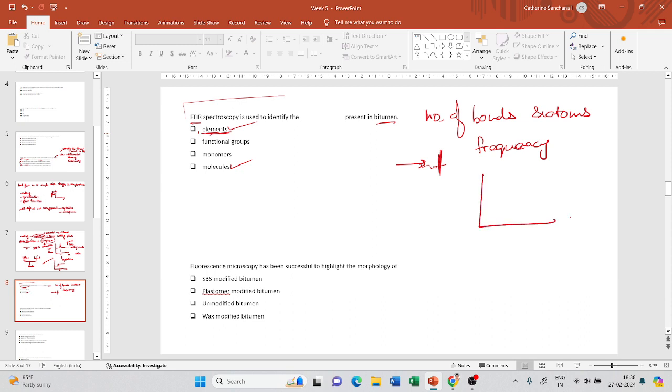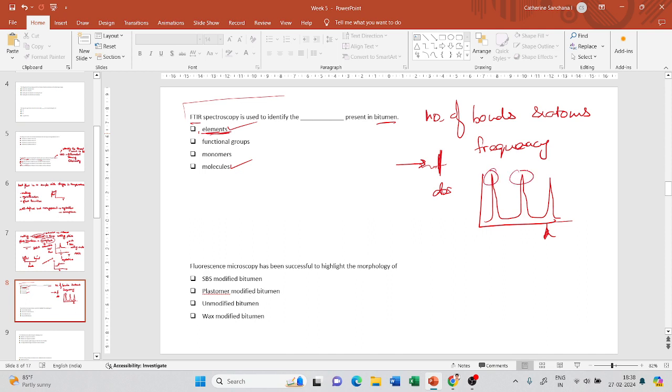So now, if you make a plot of the inverse of frequency, which is wave number, against the absorbance, you will be able to identify a few peaks depending upon the functional groups present in bitumen.